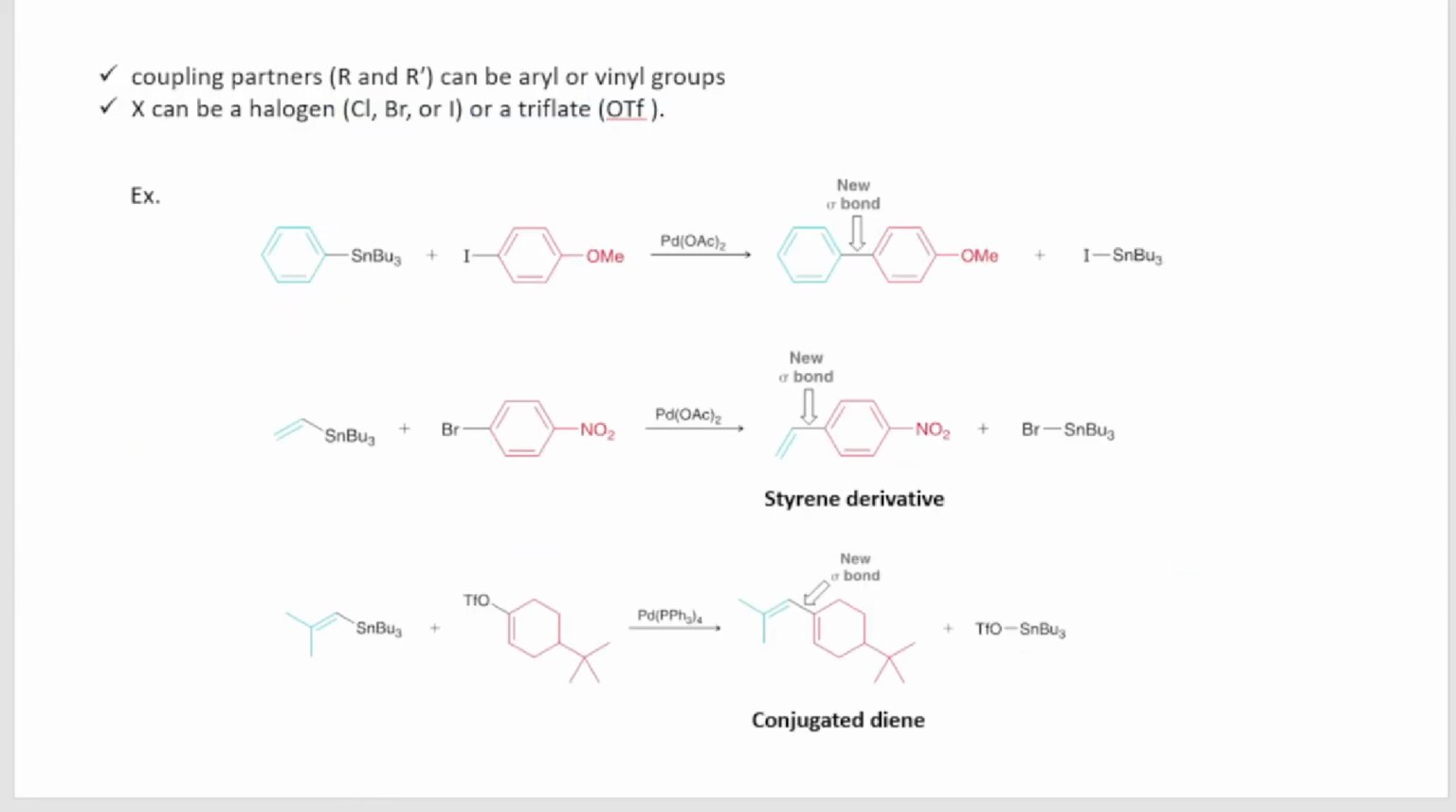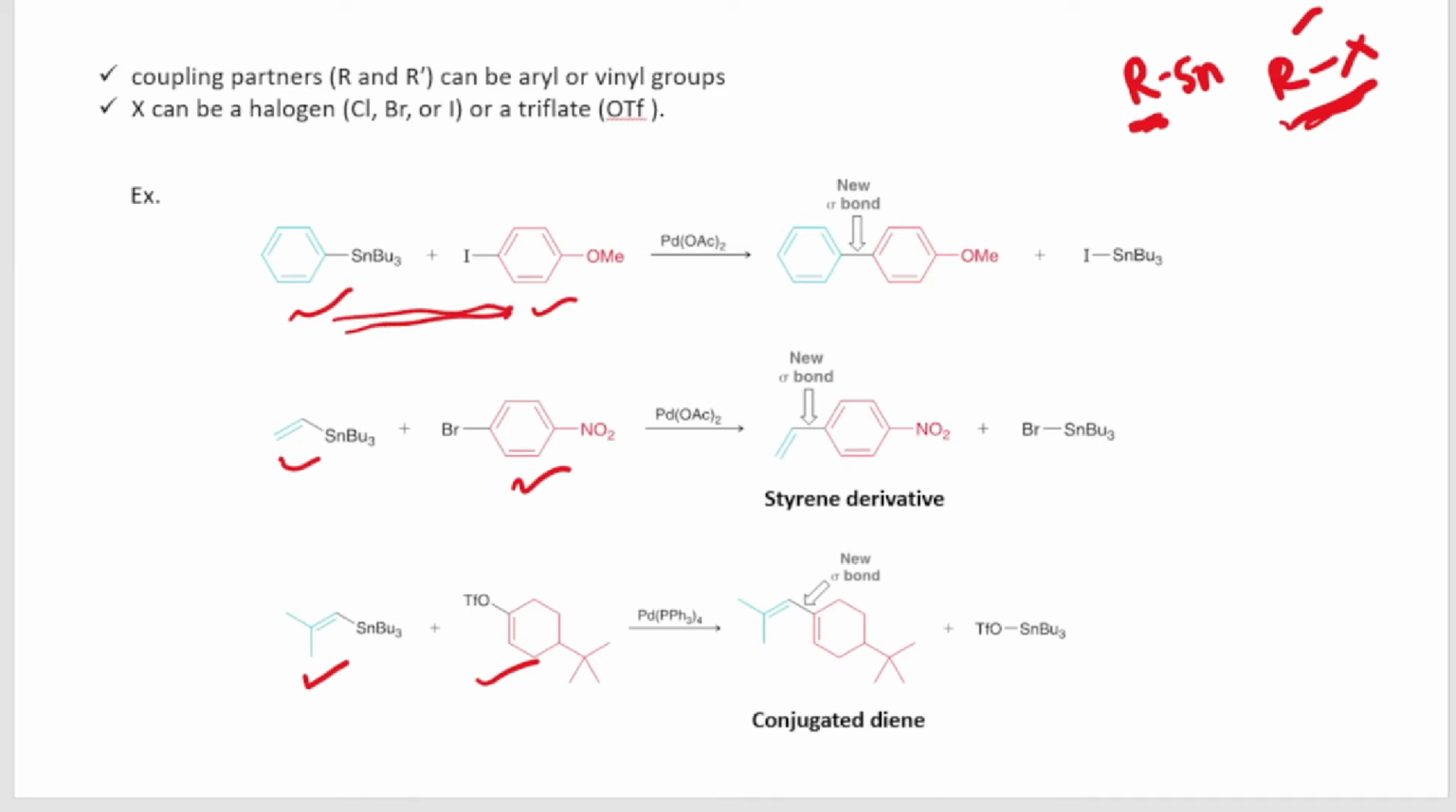Next we will talk about what R and R prime are. R is in the organotin compound, R'SnR, and R prime is in the electrophile. This R can be aryl, vinyl, or any substituted vinyl, and R prime can be aryl or vinyl. So when two aryl compounds react in the presence of palladium acetate, it will give you a biaryl compound.